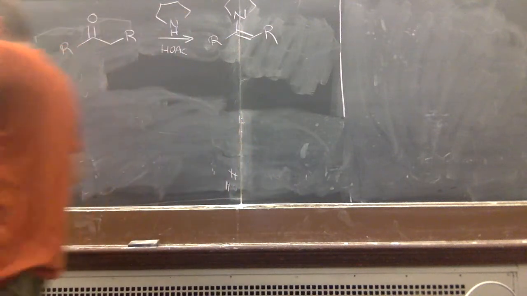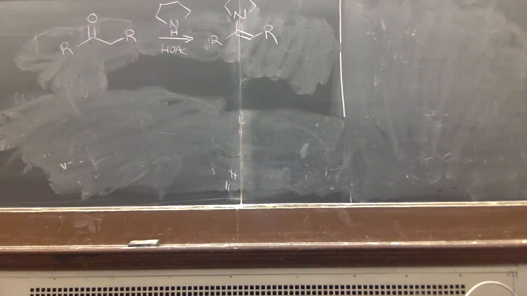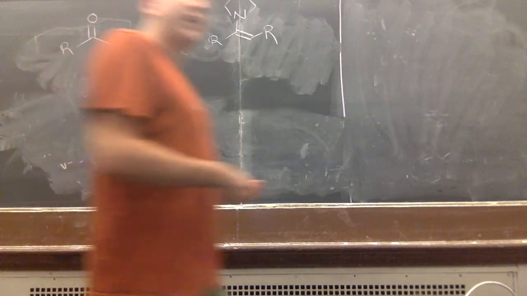Okay, so it's enamine formation. This is a carbonyl reacting with an amine. And one of the only differences between this and the imine condensation that we had in the past is that this represents a secondary amine, and so the product you're going to get is not going to be your standard imine.